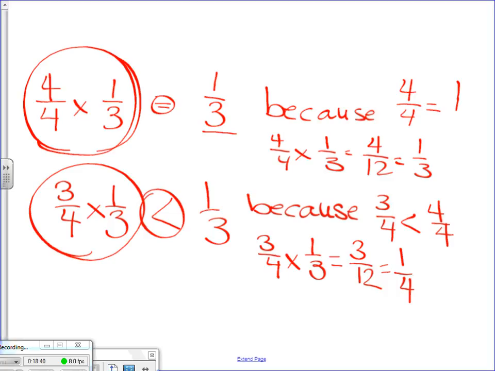But if you think about a pizza, and you cut the pizza, 1/3's bigger. It's only got 3 pieces. Which one has the bigger pieces? The bigger the number, the smaller the pieces. That really only works, a lot of times, if you have a unit fraction, because, not always, but it's easier.